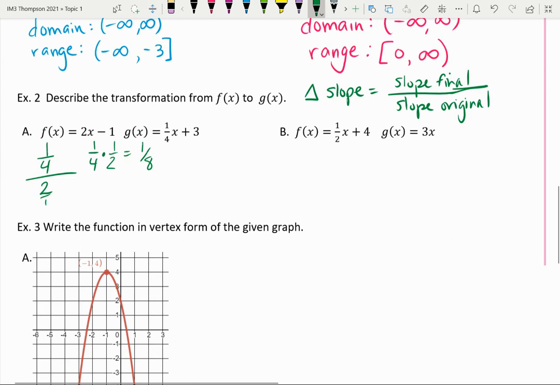If this number has an absolute value larger than 1, then it's a stretch. Otherwise, if it's smaller than 1, then we call this a shrink. By 1/8.